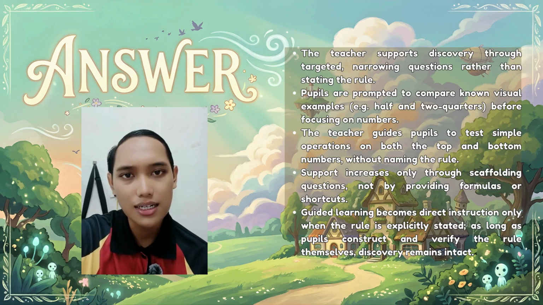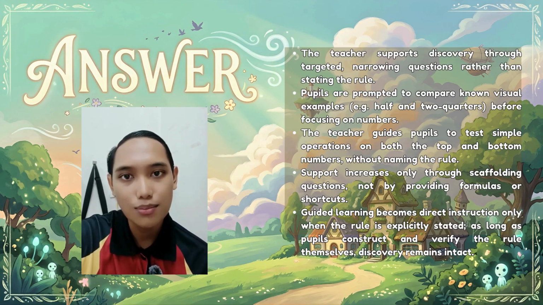In addition, the transition from concrete to abstract is supported through pattern recognition. Pupils are encouraged to refer back to known examples, such as recognizing that 1/2 is equivalent to 2/4, and then express this familiar relationship in numerical form. By translating what they already know into symbols, the abstraction becomes more accessible and less intimidating.